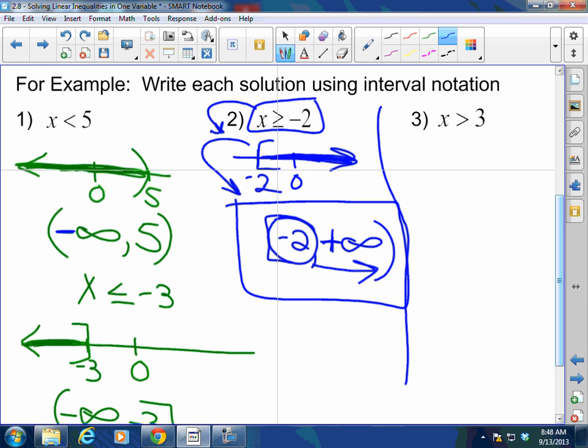X is greater than 3. That's the solution. Graph it. Mark your 0. Here's your 3. It's greater than, so I'm going to the right. Am I going to use a bracket or a parenthesis? A parenthesis. What's my smallest value here? Parenthesis 3, because it's not included. Comma. What's my largest value here? Positive infinity. Parentheses, because infinities never have brackets. Does that make sense, guys? These are good questions. Thank you for your honesty.